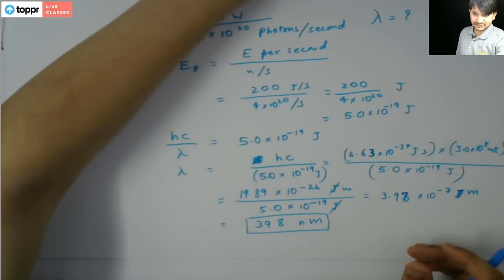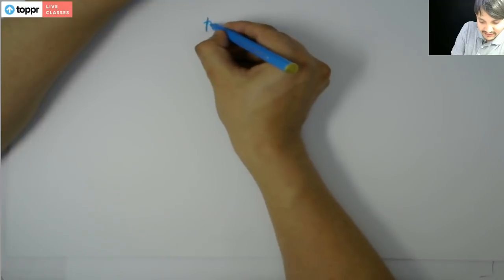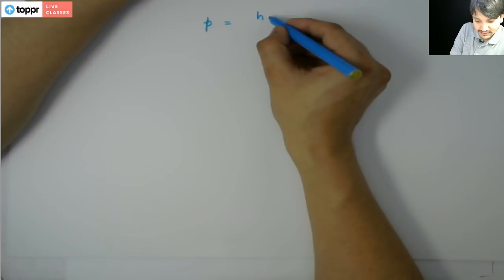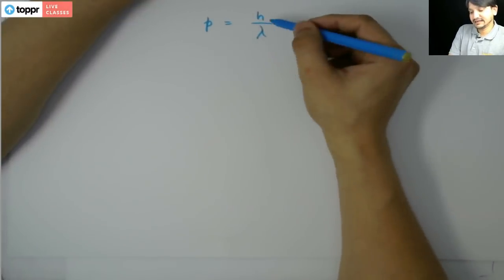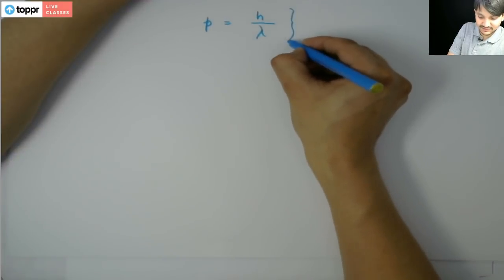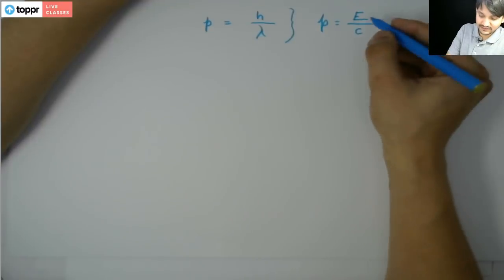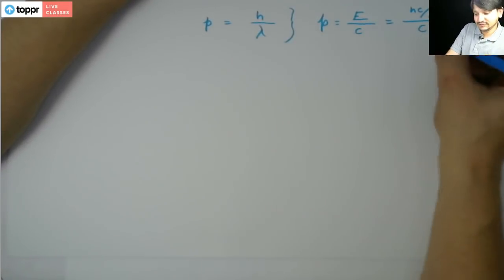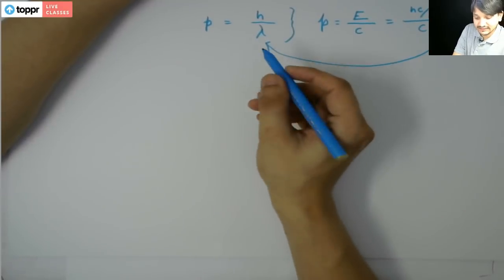Let me find some more interesting questions that we can work on. But one more thing that we can discuss here: we just discussed linear momentum, and we know the linear momentum of a light photon is nothing but h by lambda. Why h by lambda? Because you can relate this way: p equals energy of that photon divided by the speed of that photon, and energy of that photon is hc by lambda, divided by c. That comes out to be h by lambda.